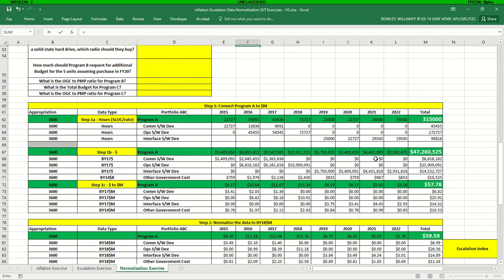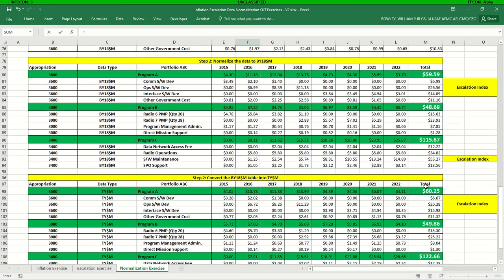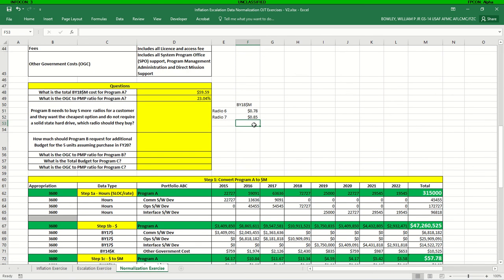And for radio 7, we want to do similarly. We want to grab our base year 18, radio 7, total cost, and divide by the quantity for this radio, which is 28. So now we've got the base year 18 unit prices for those 2 radios.